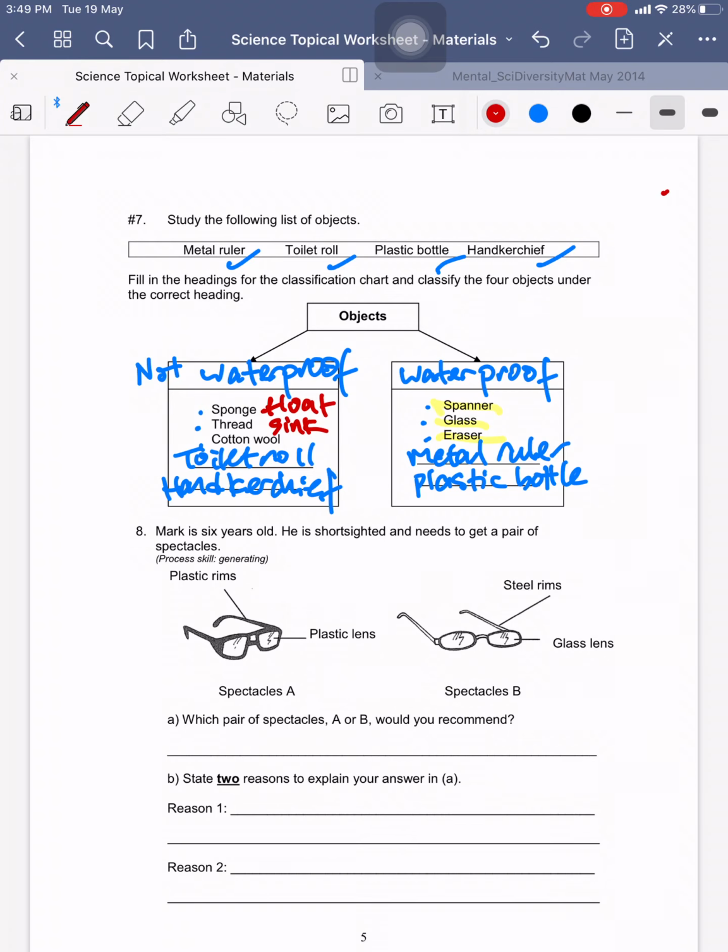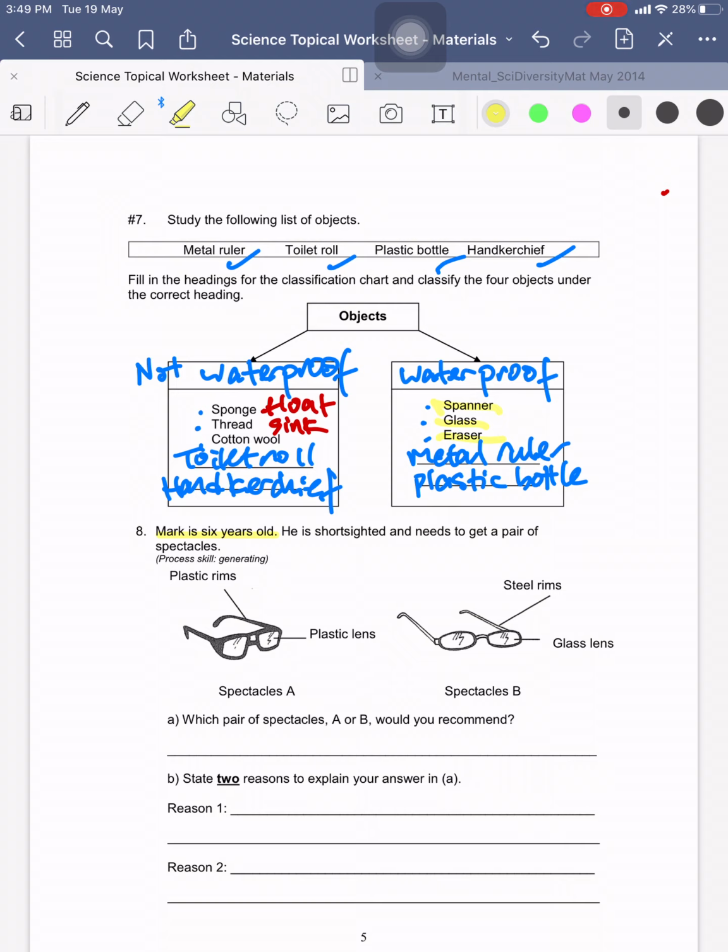All right, now we will go through question number 8. Now here, Mark is a 6-year-old child and he is short-sighted and needs to get a pair of spectacles. Okay, so we have the plastic rim, plastic lens in spectacles A, and steel rims and glass lens in spectacles B. So part A, which pair of spectacles A or B would you recommend?